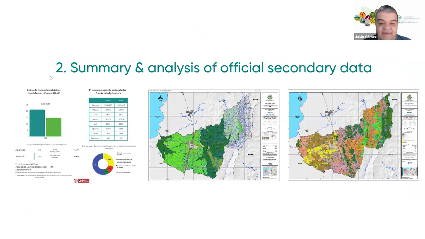All right. The second level of the blueprint is the summary analysis of official secondary data. The secondary data complements the GIS component and gives us a complete view of the socioeconomic and environmental dynamics of the study areas. As Oliver mentioned previously, we go to the municipality level, the second administrative level in Colombia. It's not too small, but it's not too large. And with this, the secondary data gives us other important data, because the sustainability of a landscape is not just the trees in a landscape or specific things, it's all the social and economic components interconnected. And this secondary data gives us that context.